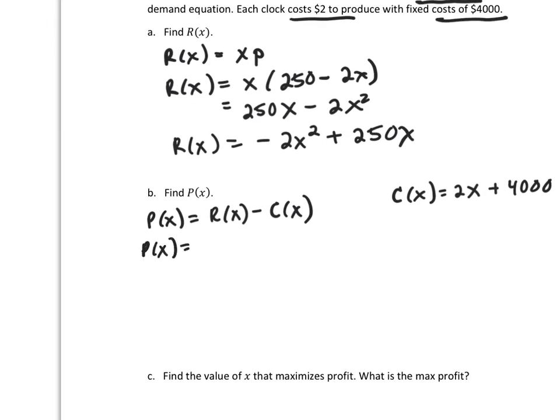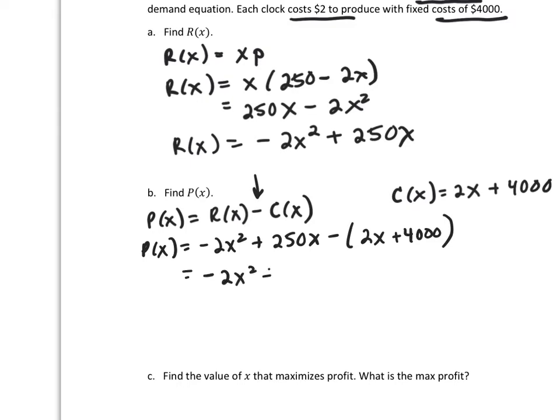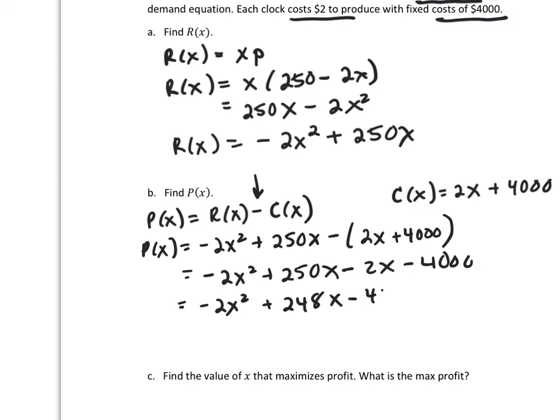P of x is revenue, negative 2x squared plus 250x, minus parentheses, because cost has got 2 terms and we want this negative sign to go with both terms. So this is negative 2x squared plus 250x. Distribute the negative 1: minus 2x minus 4,000. And we have some like terms. So negative 2x squared plus 248x minus 4,000. And that's the profit.